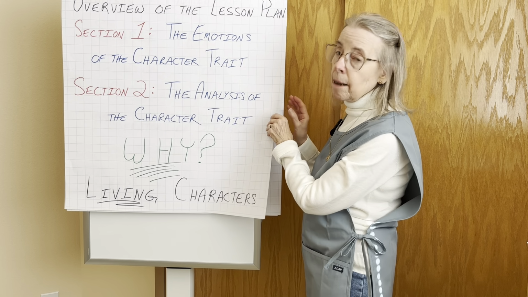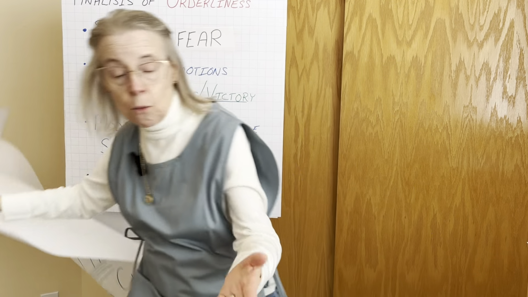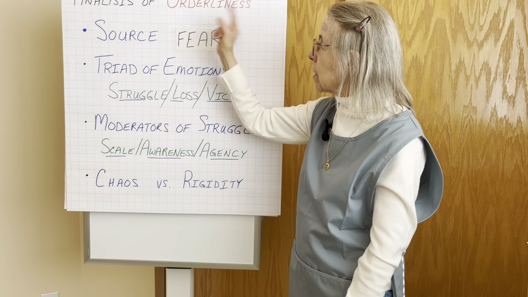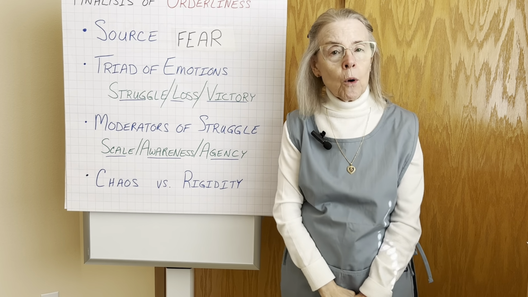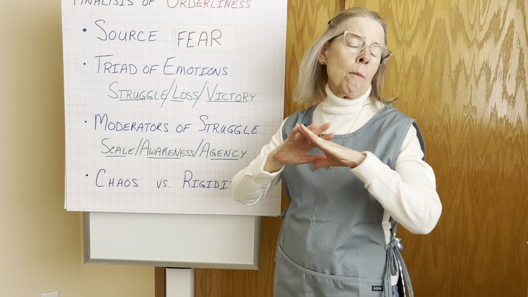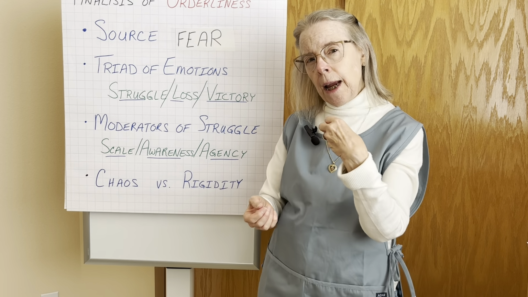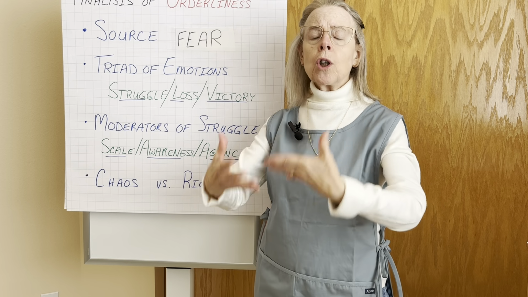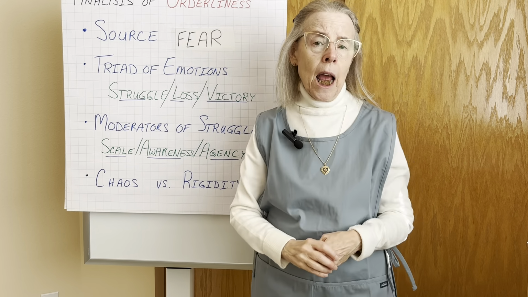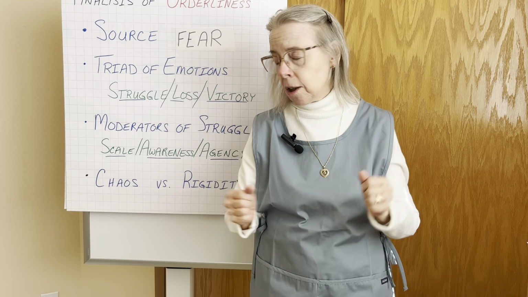So let's begin with a brief review of lesson 1, the lesson we had last time when we introduced our first character trait, orderliness. We started with orderliness because it's the most boring trait of all. And if we could demonstrate that there was actually an emotional power associated with a word like orderliness, you would have proof in your own hands that this system works.